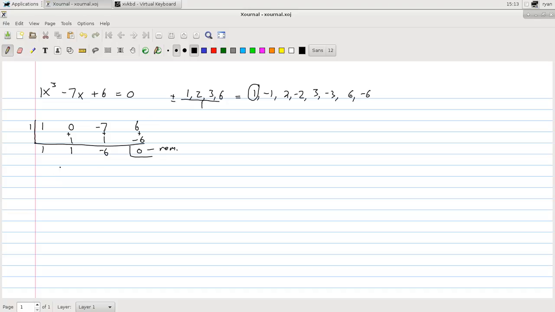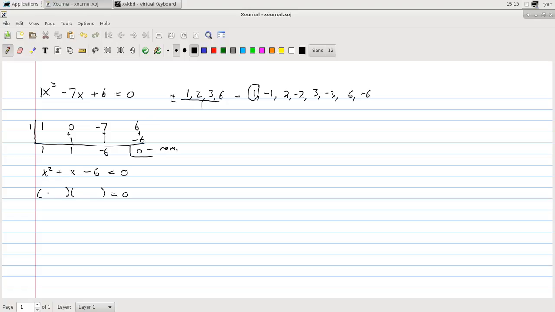And once we've divided that out, these numbers right here give us the coefficients on the depressed polynomial. So we've got 1x squared plus 1x minus 6. We want to know where this is 0. So we're going to set this equal to 0. And because we have a quadratic, we'll hopefully be able to factor this. And if that doesn't work, then we'll try the quadratic formula.